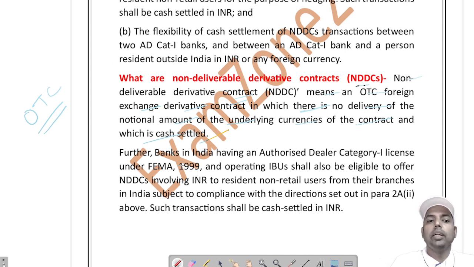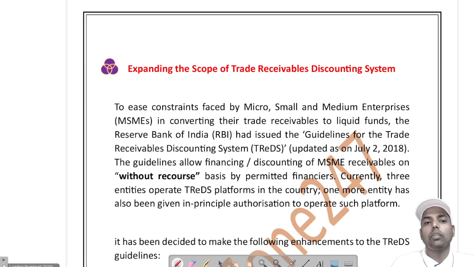The banks in India having the authorized dealer category 1 license under FEMA 1999 and operating IBUs shall also be eligible for NDCCs. This is specifically useful, I again say, for the forex officer exam. If you are appearing for generalist officer, it is not very important.